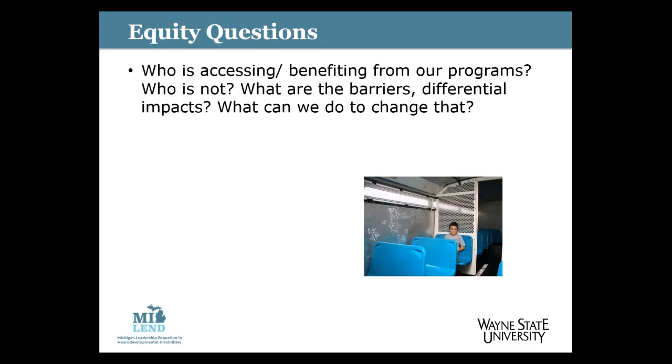It's always important to ask who is accessing and benefiting from our programs and who is not. Often just a simple question of who is not at the table or who are we missing can be very powerful. We need to think about, as we make decisions about the way we're going to provide care, are there barriers or differential impacts from those decisions? And if so, what can we do to change that?